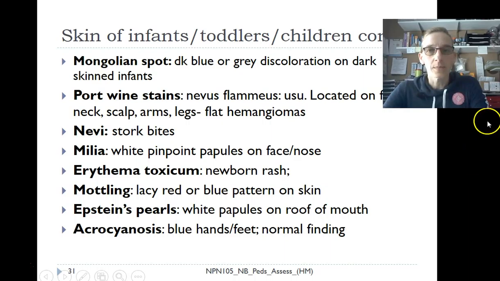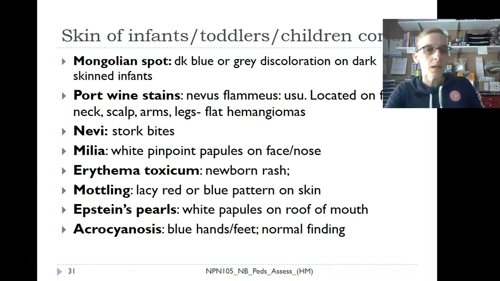So here's your Mongolian spots, or your dark gray discoloration on dark-skinned infants, port wine stains, nevi, milia, erythema toxicum, which is newborn rash, mottling, Epstein pearls, and acrocyanosis. You need to be sure that you understand all of these normal skin variations. So make sure you know what these are. If you don't understand my definitions, be sure you look them up so that you have a good feeling for this.